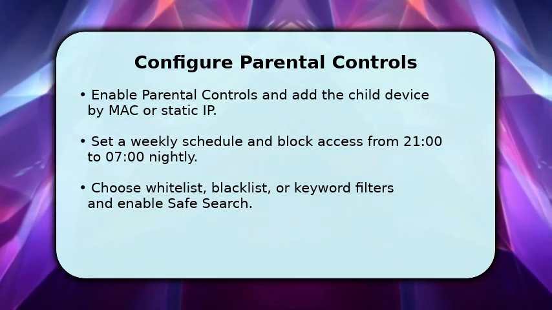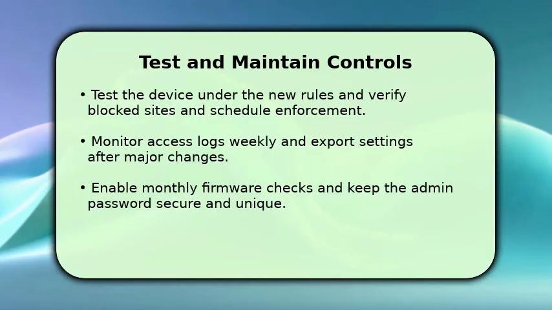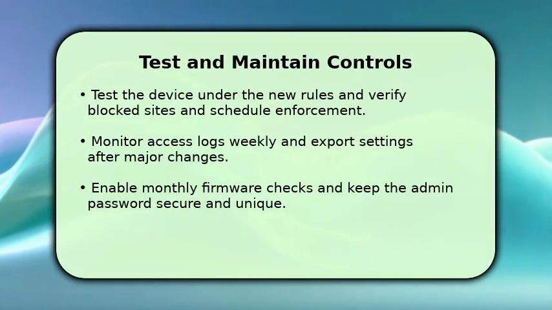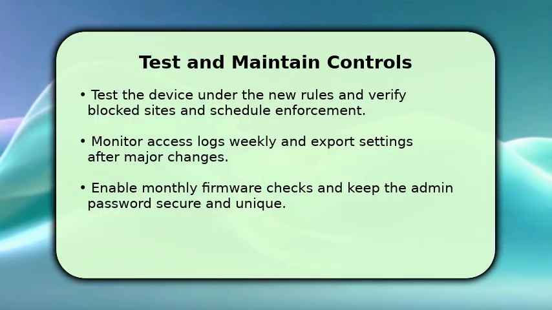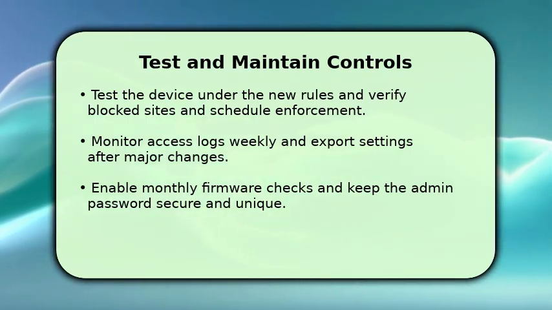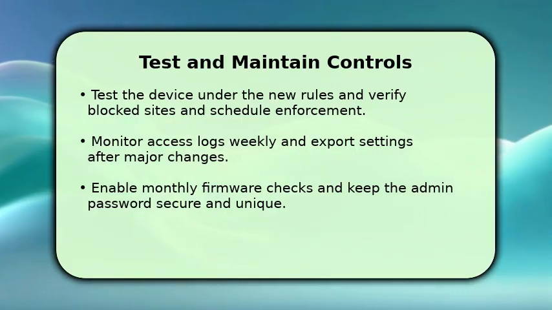After applying rules, test the child device by visiting blocked sites and checking schedule enforcement. Reboot the router to ensure all settings activate cleanly and confirm the device keeps the assigned IP. Review access logs in the router interface to spot bypass attempts or misclassified sites.